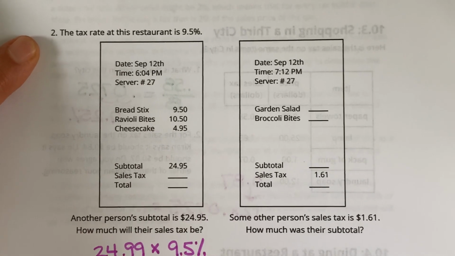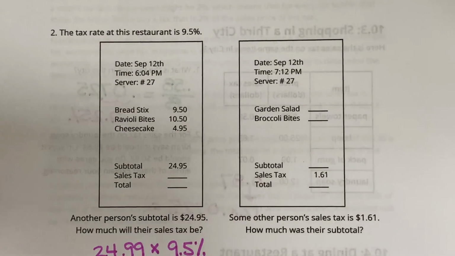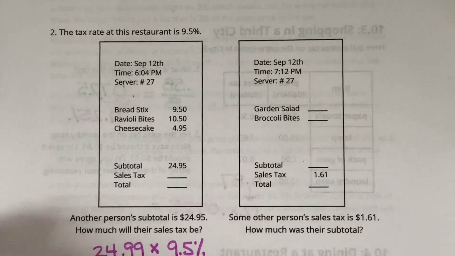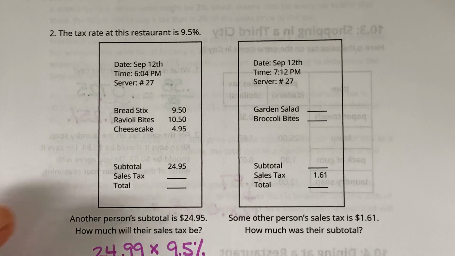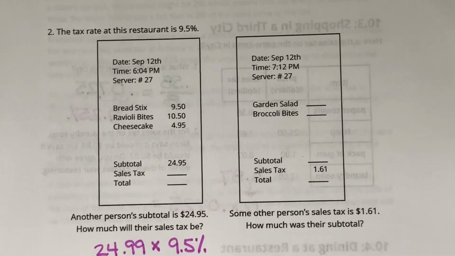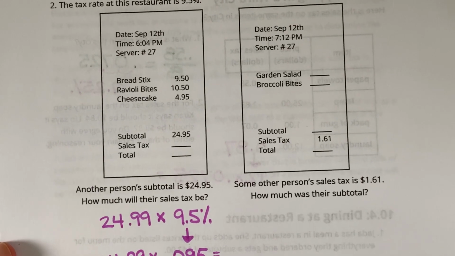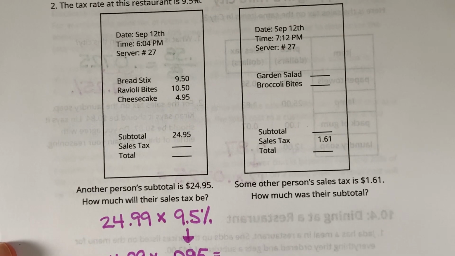So I would do 24.99 times 0.095, and I get, yikes, $2.37405. Okay, I can't pay that in sales tax. So I would round it. That's a 4, so this would stay the same. It'd be $2.37. Tax.